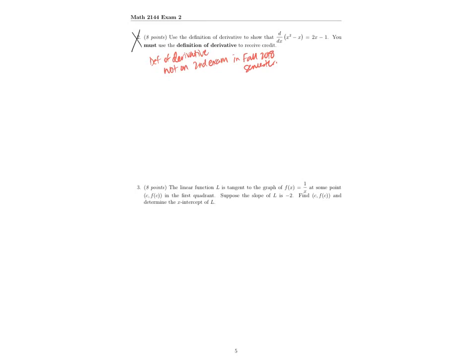Okay, so first of all, I'll just draw a graph so that we can see what we're doing. The graph of 1 over x looks like this. And then there's some point where this function is tangent, and we get some line like this. So this line in blue is the line L, and then this is the graph of 1 over x. And we know that the slope is -2.